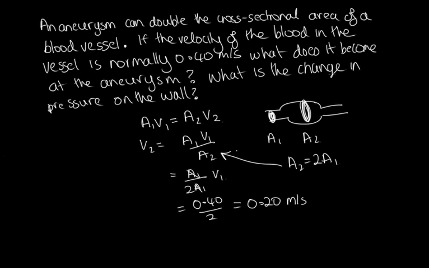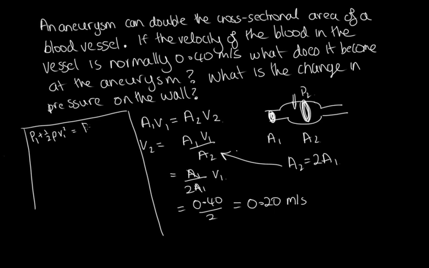Now what we're asked to do is calculate the change in pressure on the wall. So what we need to do is calculate the pressure in here. So to do the pressure, let's do it over here. We're going to need to use Bernoulli's equation. So we've got P1 plus a half rho V1 squared is equal to P2 plus a half rho V2 squared. We've left the rho gh terms off because these are at the same height. So this term is the same on each side of the equation, so they would cancel each other out and hence we've left them off.